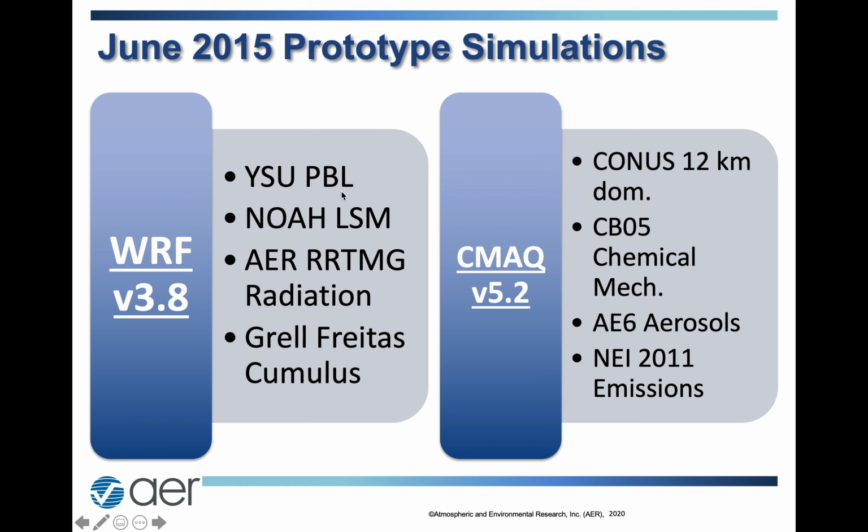These are the settings: the YSU PBL scheme, the NOAH land surface model, the RRTMG radiation scheme, and the Grell-Freitas cumulus scheme. For CMAQ, we ran version 5.2, and we did it over the entire CONUS here, so the standard 12-kilometer CONUS domain, rather than just over the southeast, as you saw in that first demonstration. We ran CB05, AE6 aerosols, and then we were using the NEI 2011 emissions platform.